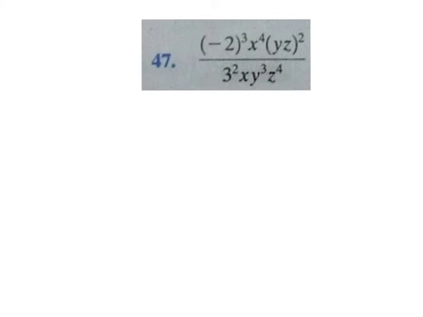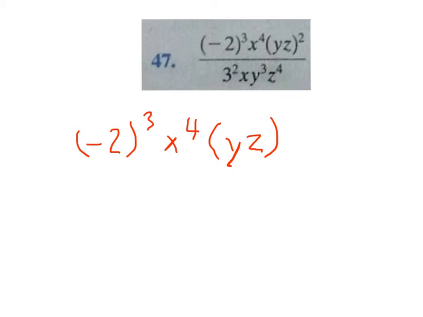Alright, I did number 47. Our job is to fully simplify this equation. So I started by simplifying the top as much as I could. So we have negative 2 to the third, x to the fourth, and then y times z to the second.